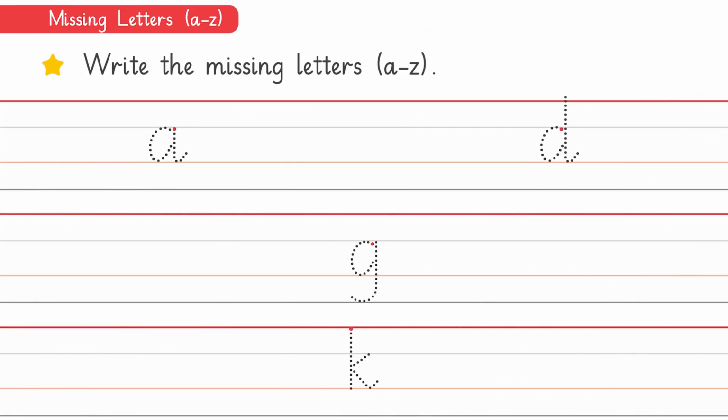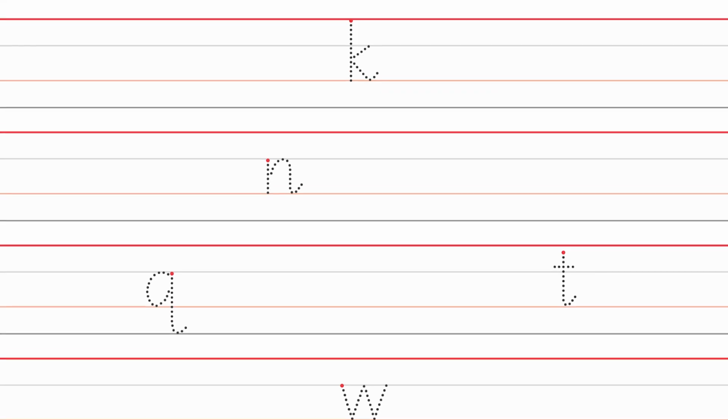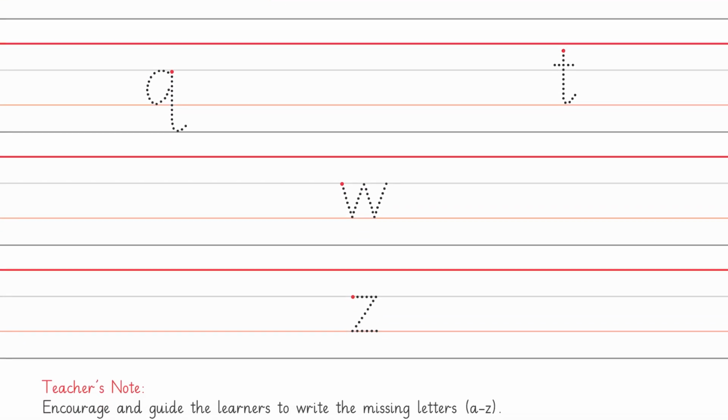Now, on the next page, you are going to write the missing letters. Some letters are over here. You are going to do the tracing of these letters and then write the missing letters over here.